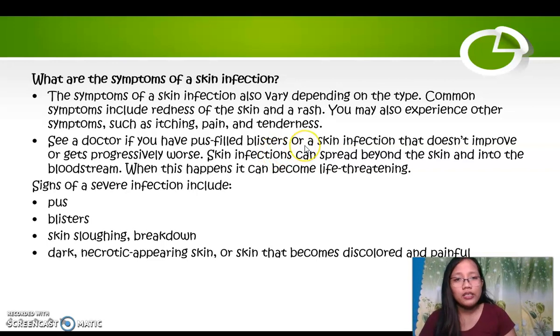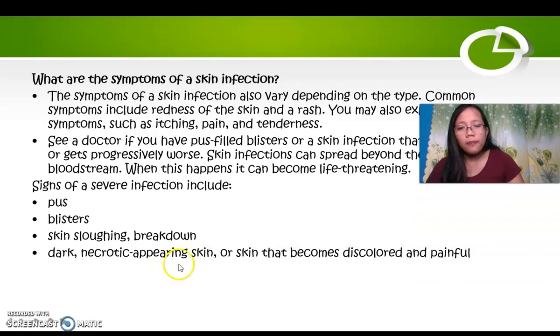Skin infections can spread beyond the skin and into the bloodstream. When this happens, it can become life-threatening. So signs of severe infection include pus, blisters, skin sloughing, breakdown, dark necrotic-appearing skin, or skin that becomes discolored and painful. So those are the signs of a severe infection.